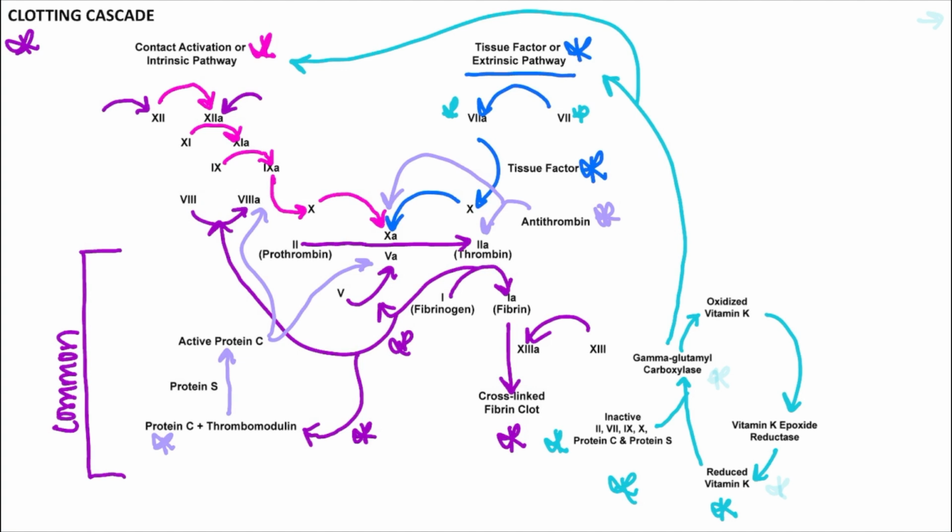So once it's back into its reduced form, it can then participate in this generation of more mature clotting factors. And this will be very important for future slides. So this completes our overview of the clotting cascade, which is somewhat simplified but sufficient for our discussion of anticoagulants that we will cover in this video.